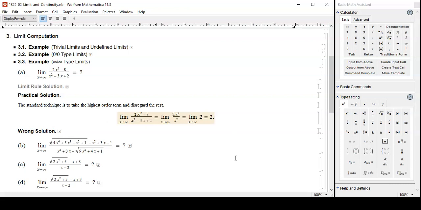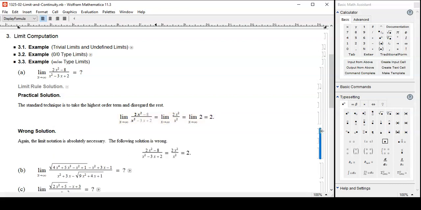Now, here is a wrong solution. What's the difference between the two? We have the same answer here, but this is right and this is wrong. Why? Here we have limit notations. Here, no limit. That's why the second expression is wrong.